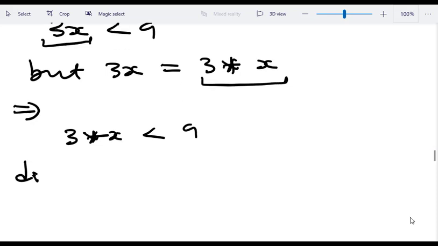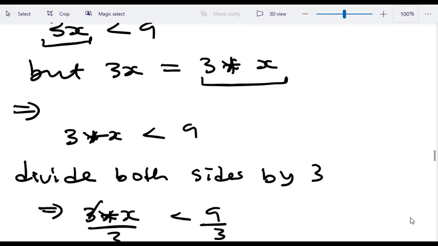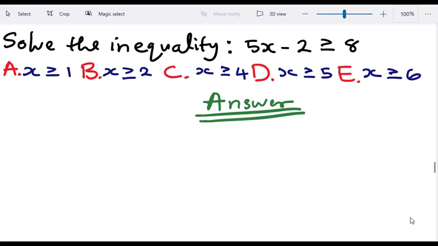So the next is to divide both sides. We said we divide both sides by 3. So we'll have 3 multiplied by x divided by 3 less than 9 divided by 3. This cancels this. We have that our x will be less than, because 9 will be divided by 3 to give us 3.